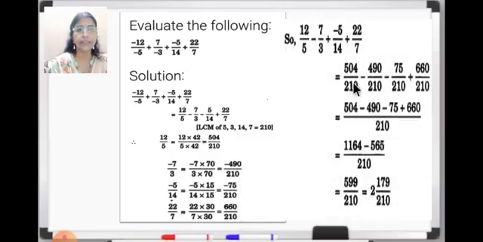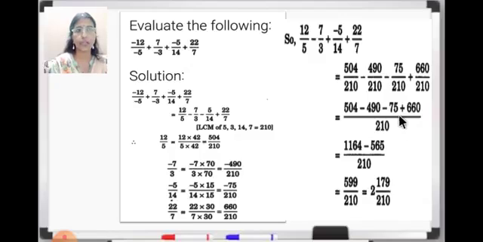Here you can see it is solved. We will write this one, 504 upon 210, and then minus 490 upon 210, and then minus 75 upon 210, and then the fourth one, plus 660 upon 210. So all the 4 rational numbers we will write. And as the denominator is the same, we will write 210 as the denominator. And then we will write first 504, then minus 490, minus 75, plus 660. And then we'll solve it.